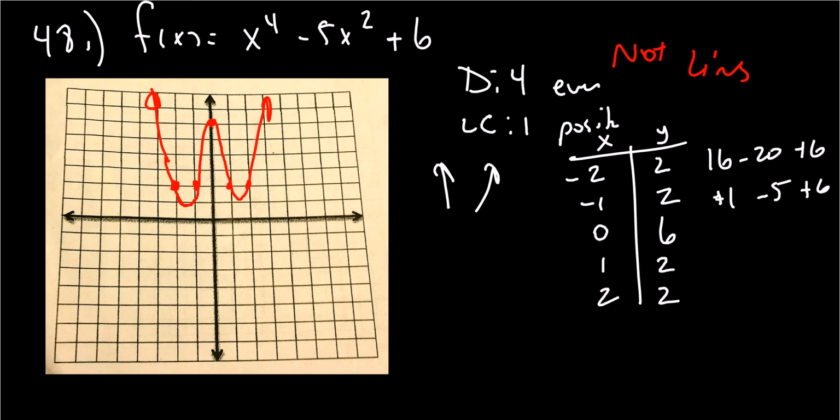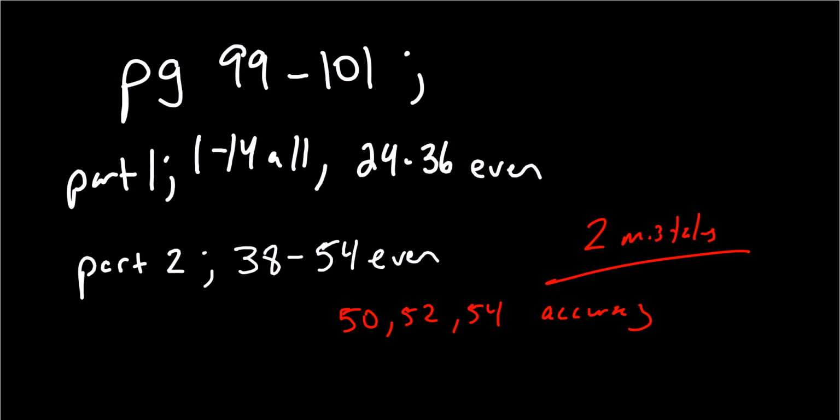50, 52, and 54 on your own. So 50, 52, and 54 are on your own, and there are 2 mistakes to be looking out for. All right, and that's it.